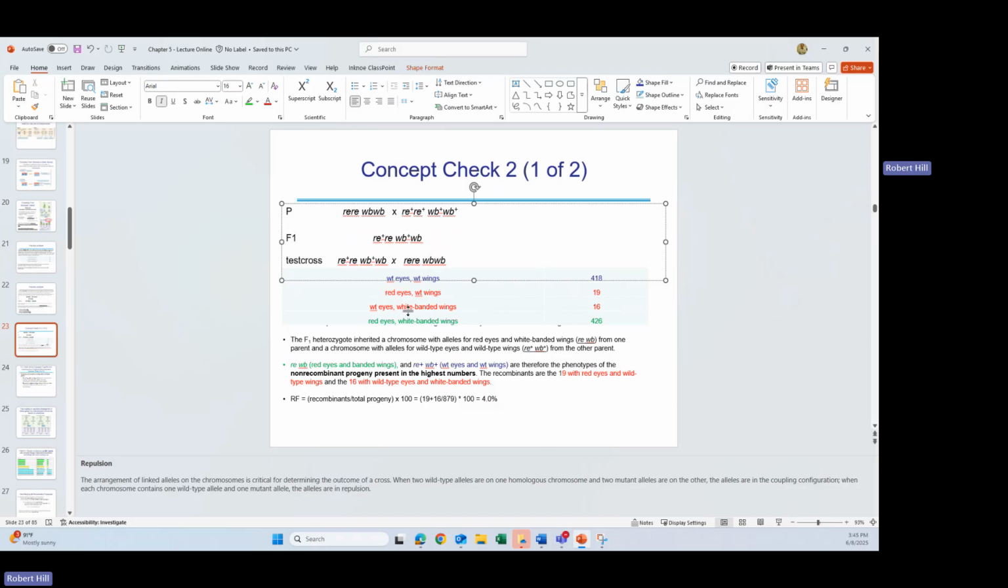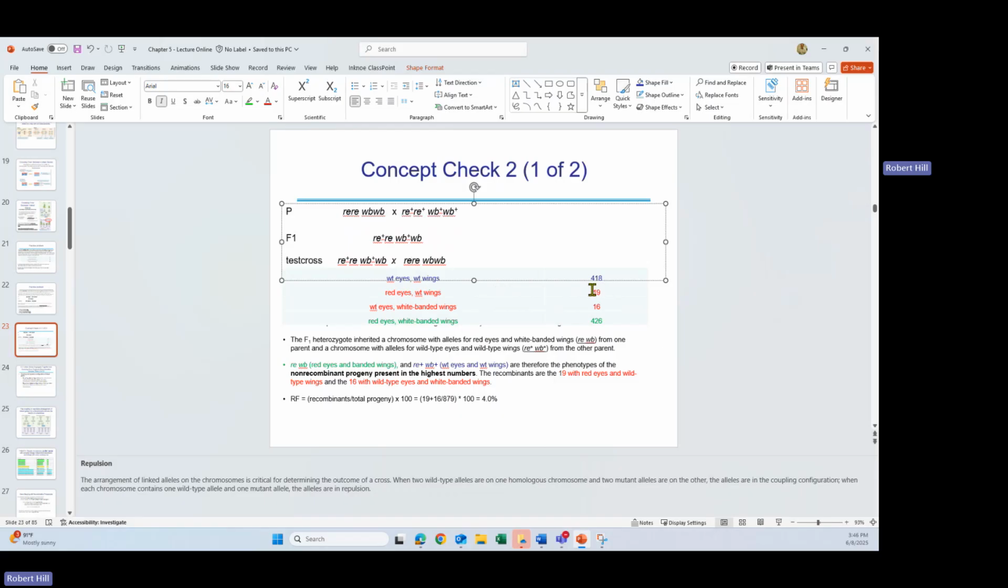So again, these ones in red here are unique. They're not either of these. The ones that are purple and green are just like these. Not these, we don't care about those, like these. Okay, so now you know which ones are recombinants and non-recombinants, so you can calculate recombination frequency.